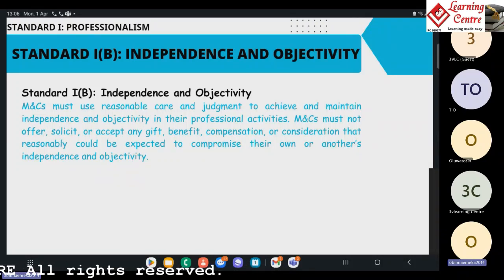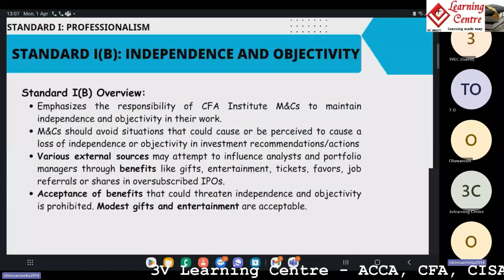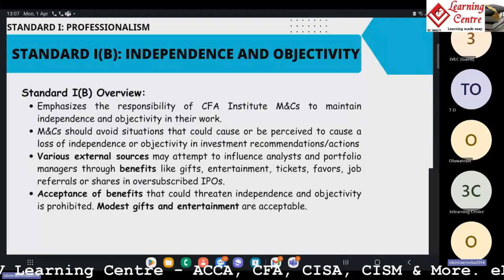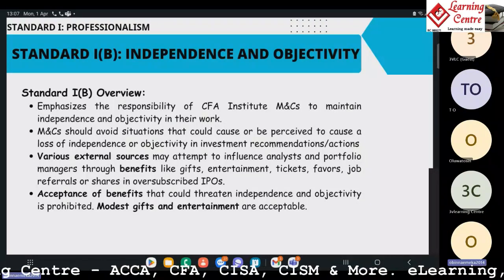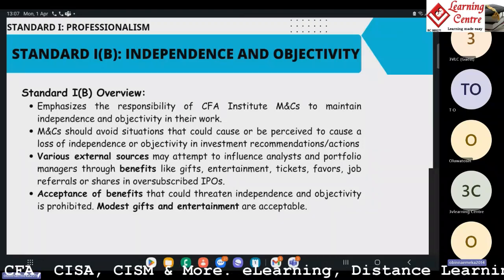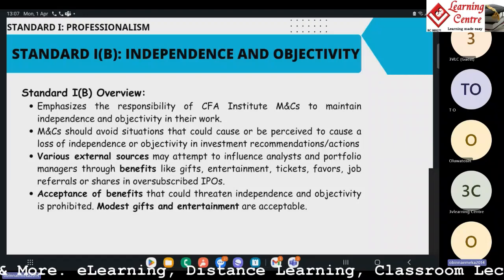There are various external sources that would try to influence your independence and objectivity. Let me give an example. Even in the company where you work, your bosses at the office might try to influence your independence and objectivity. The issuers, maybe people you are trying to underwrite securities for, might try to influence you. The brokers, the dealers you are working with, the rating agencies, all those people might try to influence your independence and objectivity. But this standard says you should make sure you don't allow yourself to be influenced such that you lose your independence and objectivity.